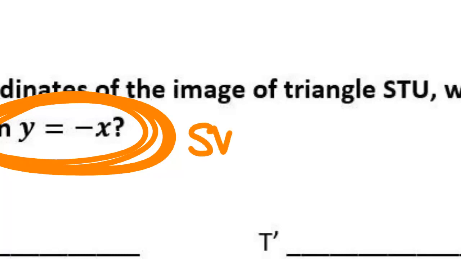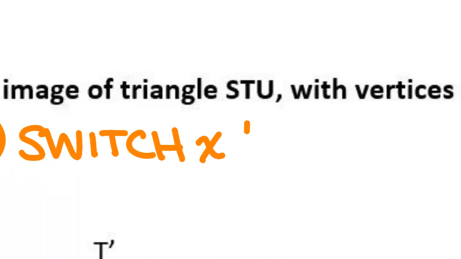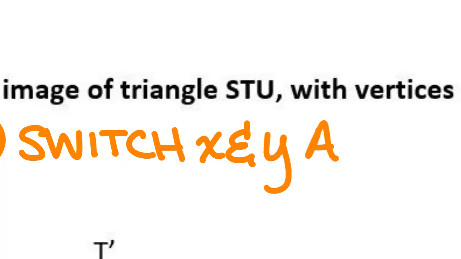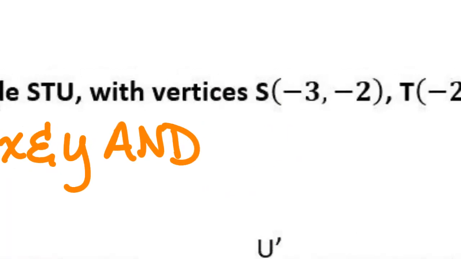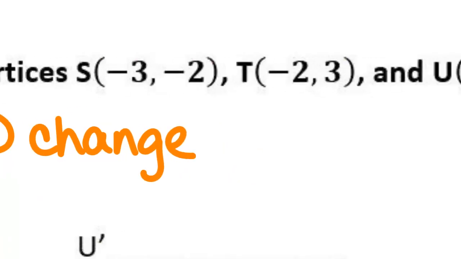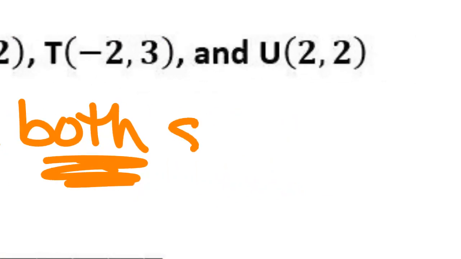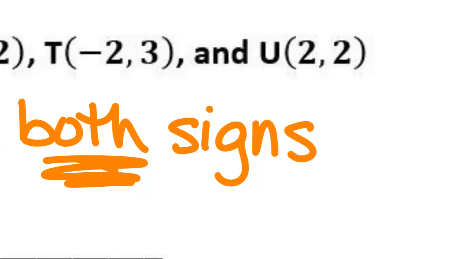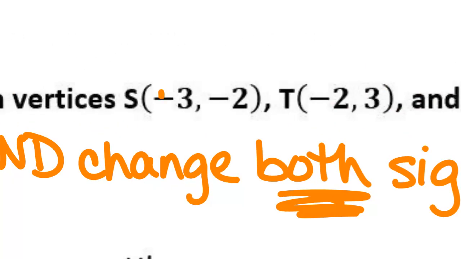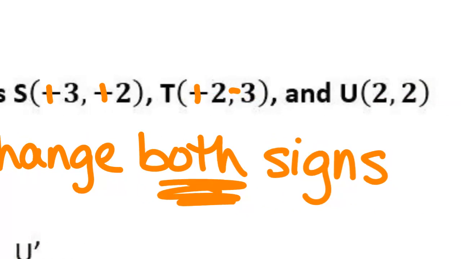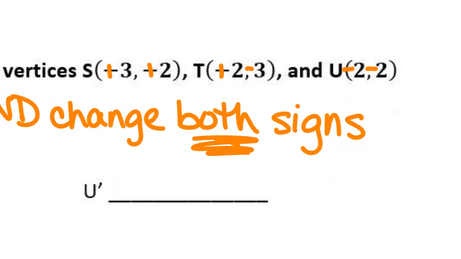We're going to switch, and we're going to change both signs. So I'm going to switch the order of the x and the y, and we're going to change both signs. So I'm going to come up here and look at my ordered pairs. I'm going to change everybody's signs. So these guys become positive, then a positive, negative, and then a negative, negative. I changed everybody's signs, and now I still have to switch them around.